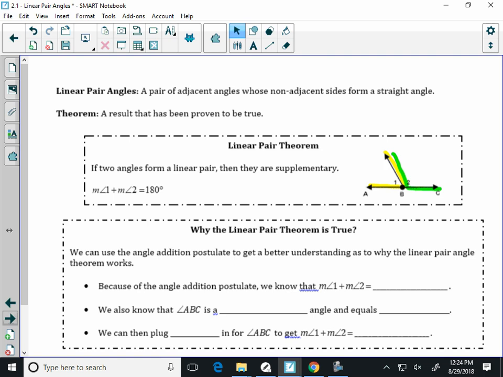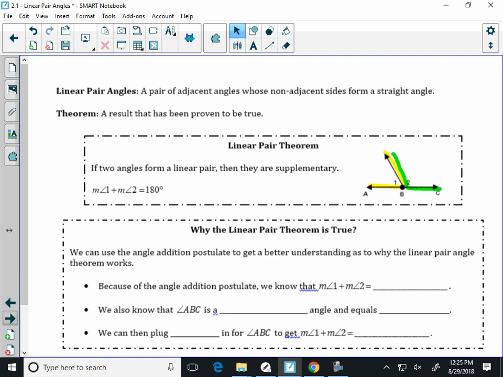A line. It's also a line. So what does linear sound like? Linear sounds like line, right? So that's one way to think of it. Linear pair sounds like line. They're creating lines. Okay? And this leads us to this theorem.